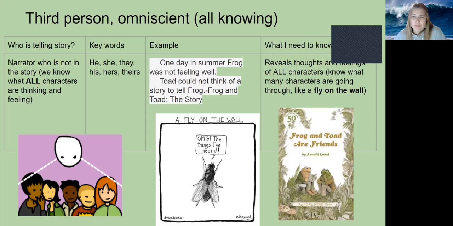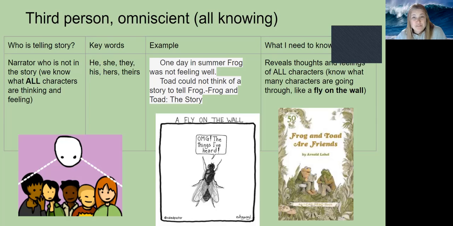Next is third person omniscient. Omniscient means all-knowing, and you will not use that word very often in your lifetime. But omniscient means you know everything. You have access to all the characters, all their thoughts, and all of their thinking. The same keywords like he, she, his, and hers, but it's different because you know what is going on in all parts of the story.